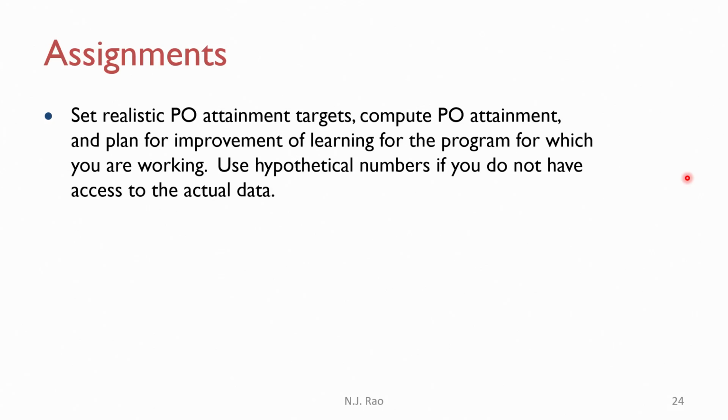Coming to assignments: set realistic PO attainment targets, compute PO attainment and plan for improvement of learning for the program for which you are working. If you are a mechanical engineering teacher, you look at a mechanical engineering program as such. As far as the assignment is concerned, use hypothetical but realistic numbers if you do not have access to the actual data. Initially you may not have access to actual data, but as you go along you will have access to it.